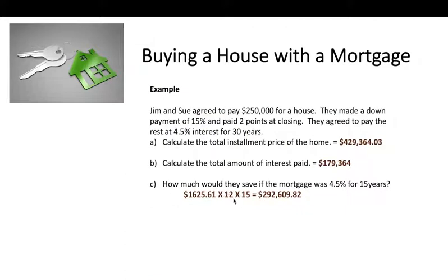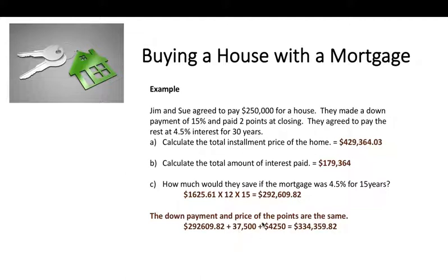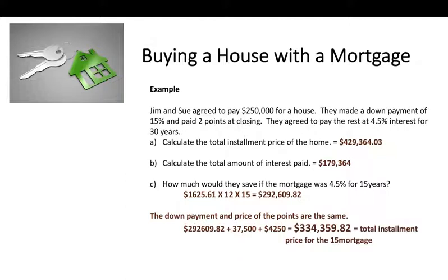If I multiply that by 12 payments a year for 15 years, that amount is $292,609.82. Remember, we have to add to that the down payment and the price of the points. So the down payment stayed the same, $37,500. The points are the same, $4,250, and this whopping total is $334,359.82.